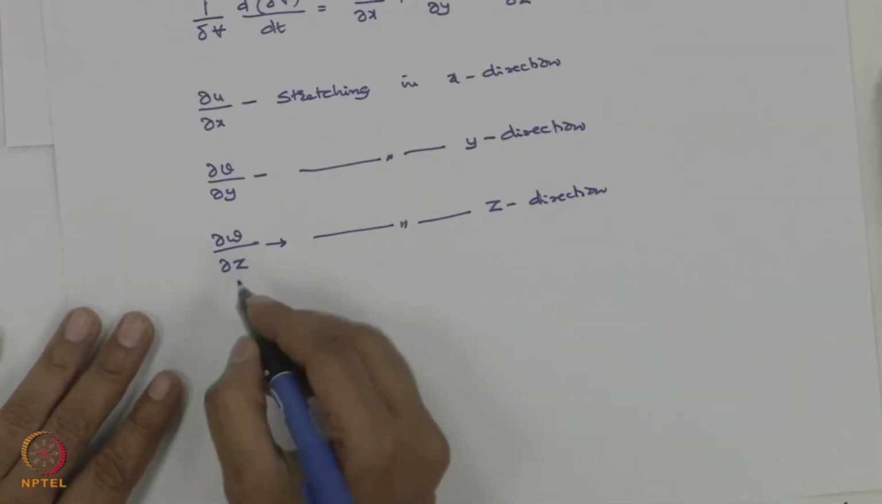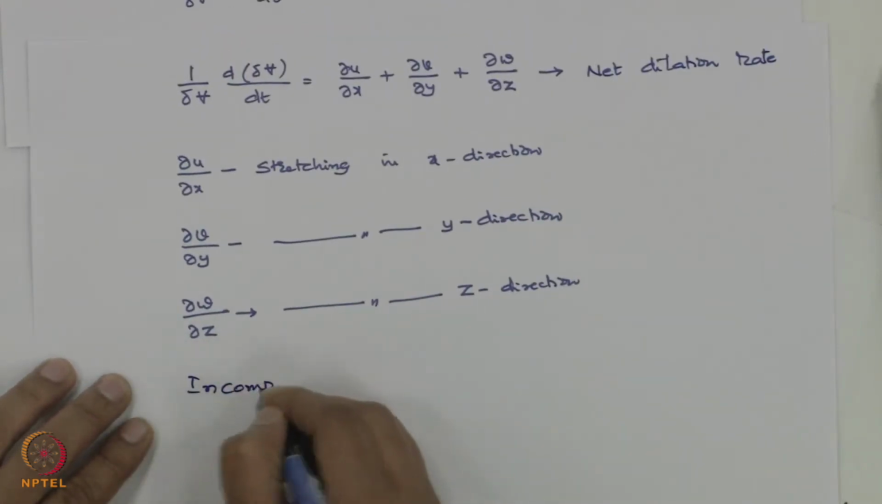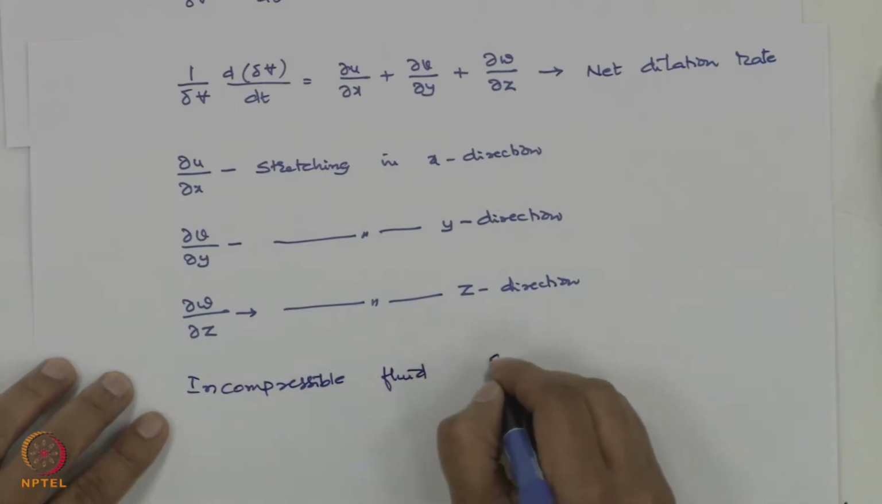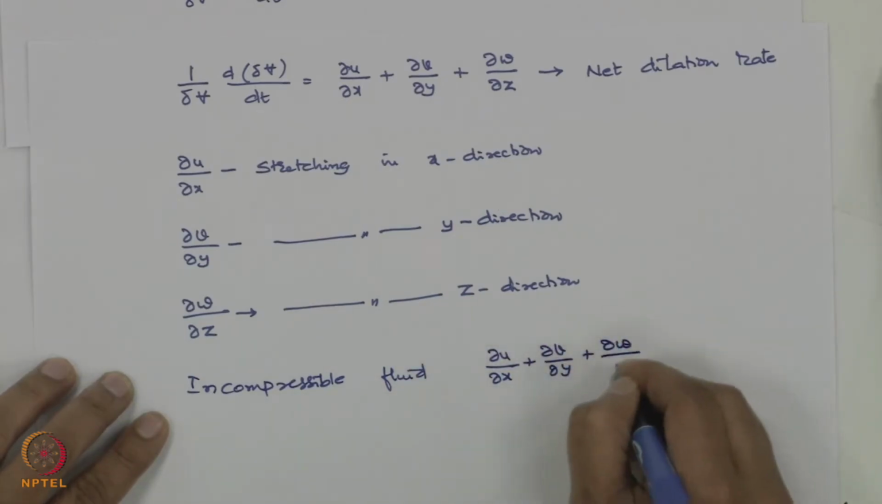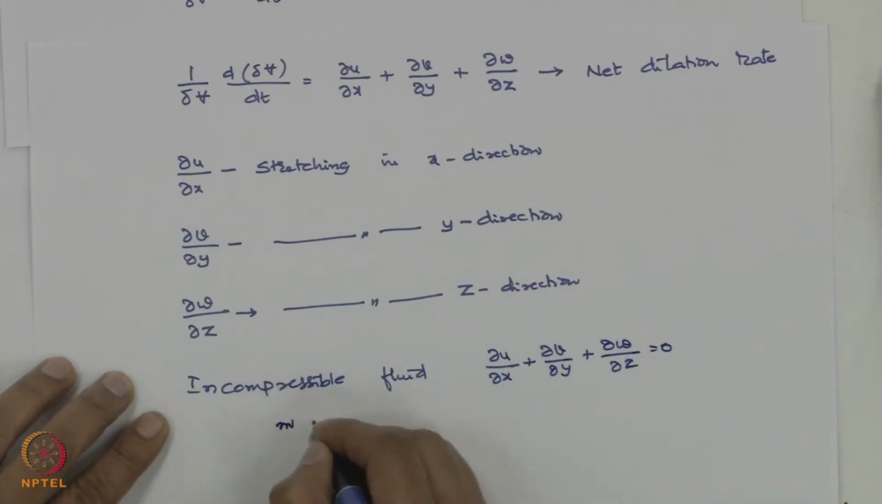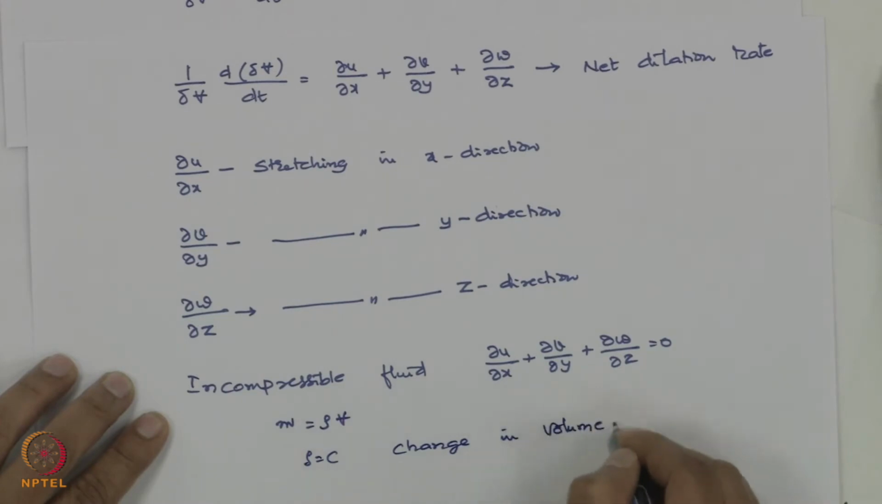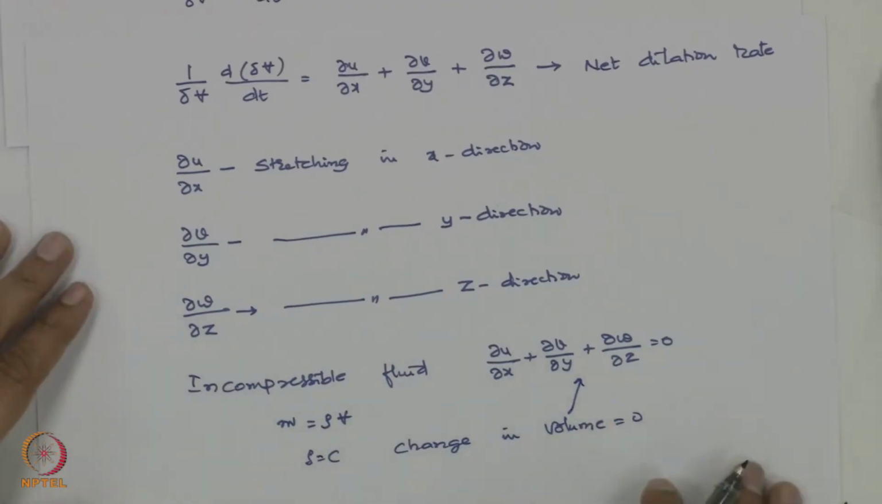Now, you see, for an incompressible fluid, what will happen? This net dilation rate, that is del u by del x plus del v by del y plus del w by del z, is equal to 0. Why? Because mass is equal to density into volume. Now, for an incompressible fluid, density is constant. So, the change in the volume should be 0, which is what del u by del x plus del v by del y plus del w by del z equal to 0 is coming down to.